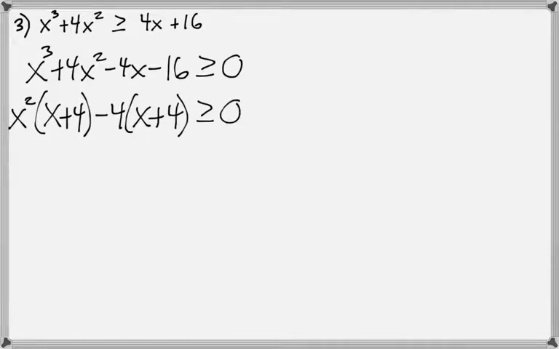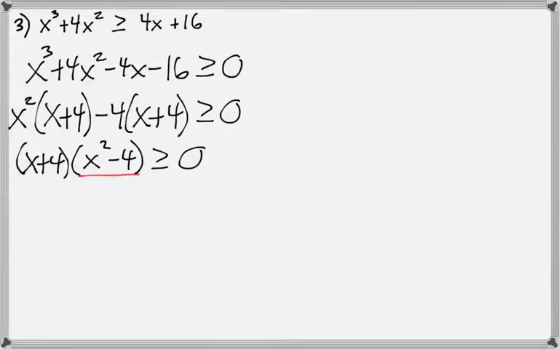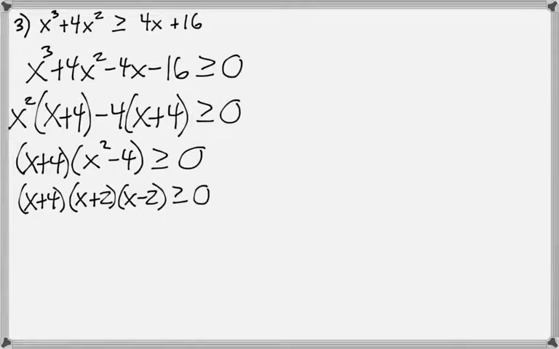Then if you complete the factor by grouping, you want to take out the x plus 4, and then this is x squared minus 4. You always want to factor as far as possible. The x plus 4 is okay, but the x squared minus 4 can actually be factored further. This is a difference of 2 squares. So this turns into an x plus 2 and an x minus 2. And the x plus 4 I'm going to carry down, and this is now completely factored.